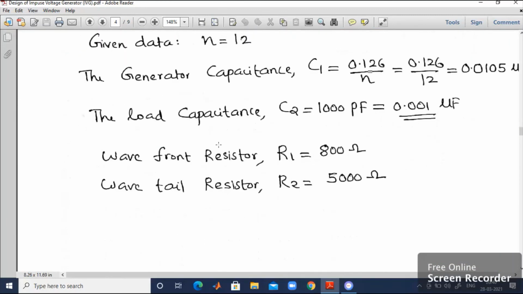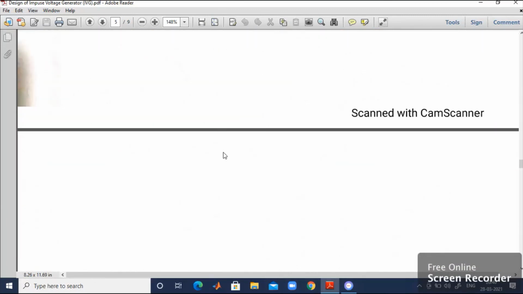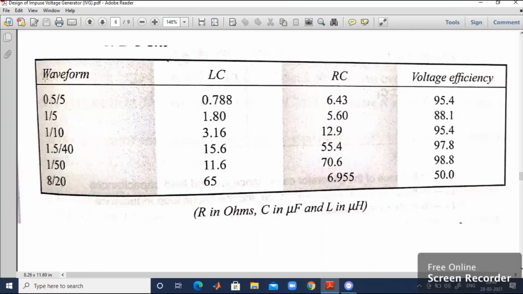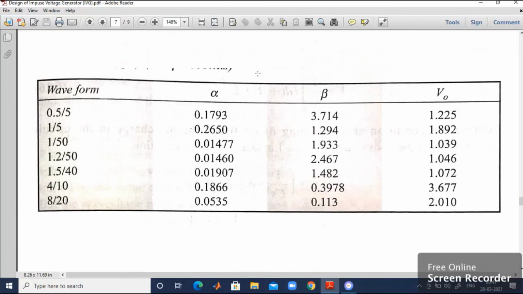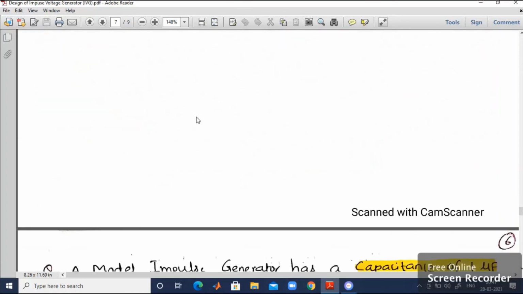Afterwards, I have shown you two tables. There are two tables: standard waveforms and corresponding parameters. This table will help you get the values of RC and LC constant and also voltage efficiency. Likewise, you can refer to the value of alpha and beta by referring to table 2. This one also will help you for the design problem to compute the value of L, C, R, etc.